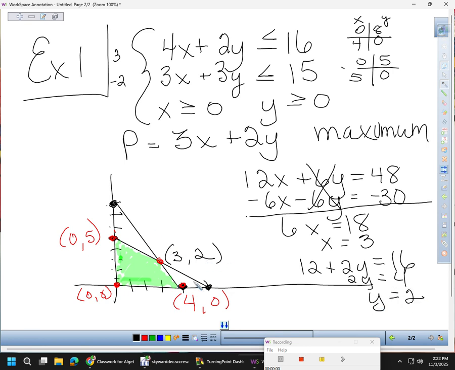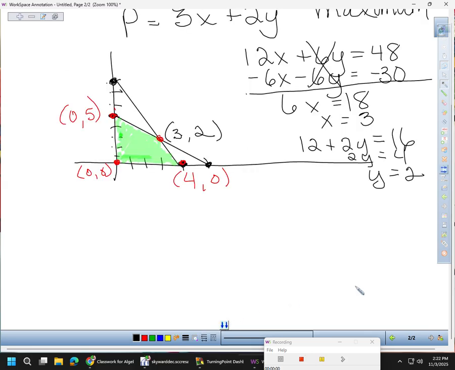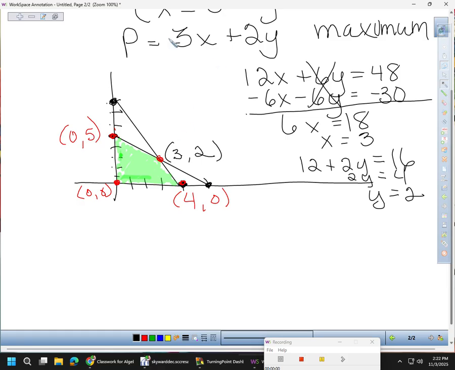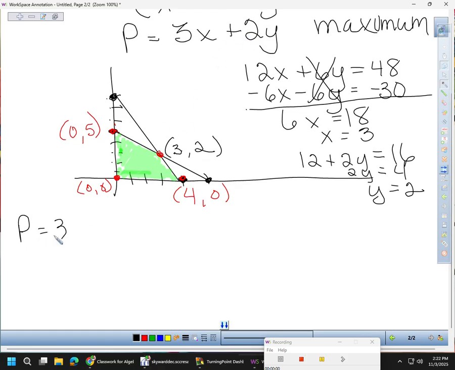So I have 4 vertices. I calculated my vertices. The next step says to plug my vertices into the profit equation. All right, so I'm going to plug all of them into this equation right here. I'm going to start with P equals 3, let's start with this point, times 0 plus 2 times 5. I get 10, right?